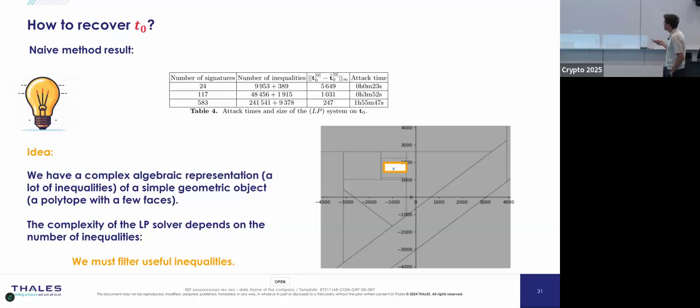The idea is the following. By collecting too many inequalities, we have a complex algebraic representation that doesn't fit the fact that we want to find a simple geometric object, which is simply a polytope with a few faces. Therefore, we need to find a way to filter the inequalities that are useful to describe the facets of our polytope and to discard the useless inequalities.